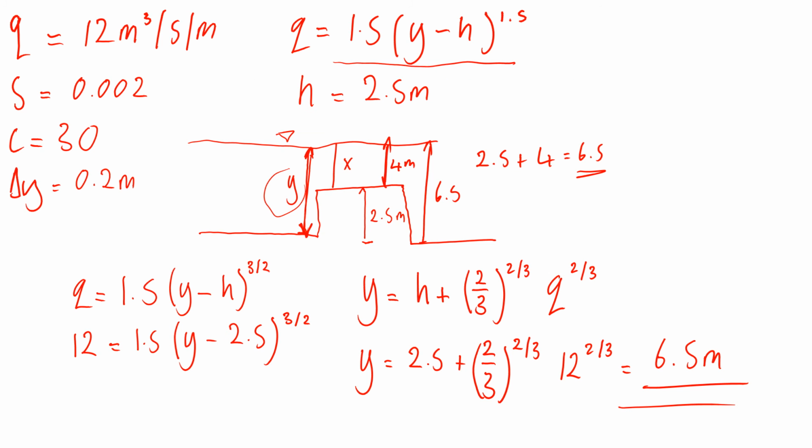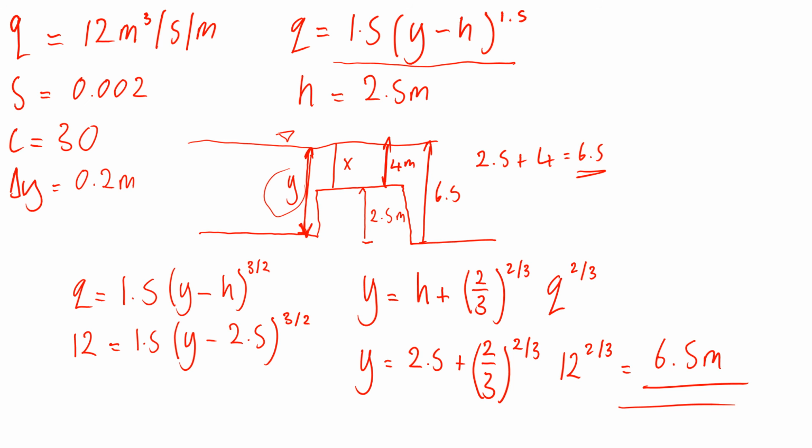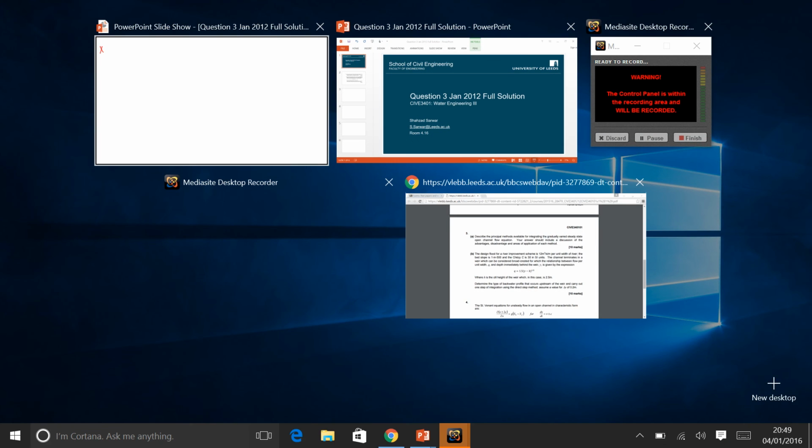So if we start creating the table, first of all I'm going to do x, just going to draw a line. x, we start at 0. y at 0 is 6.5.